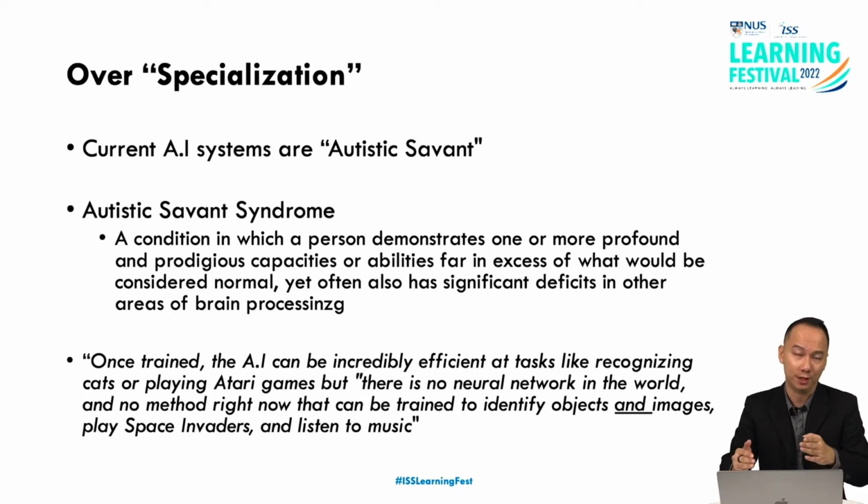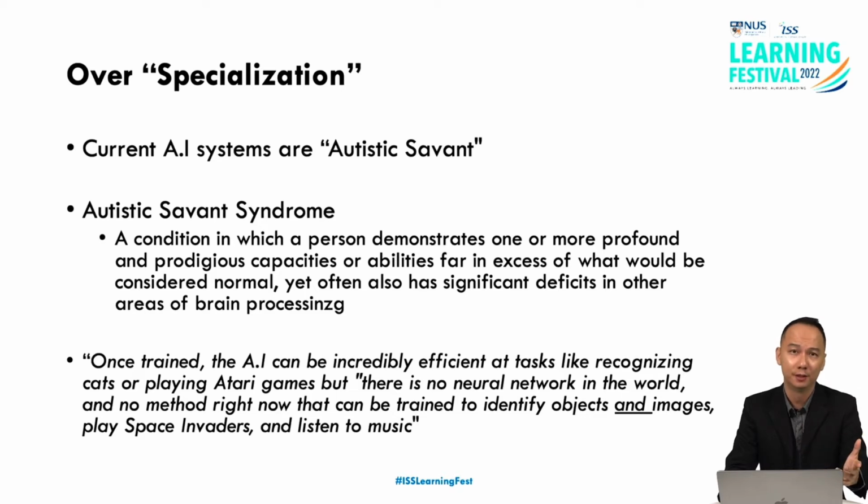So this is where the extreme aspects come in. They are very good at one aspect of their life and not so well, slightly below average, in other aspects of their daily life. This is autistic savant. And this is exactly what modern AI solutions are like.